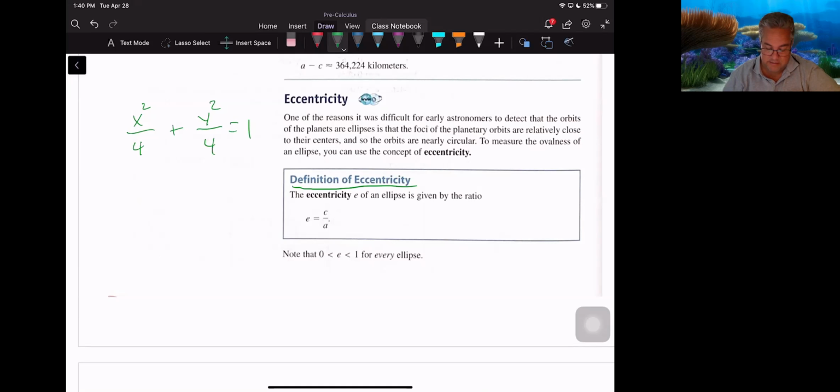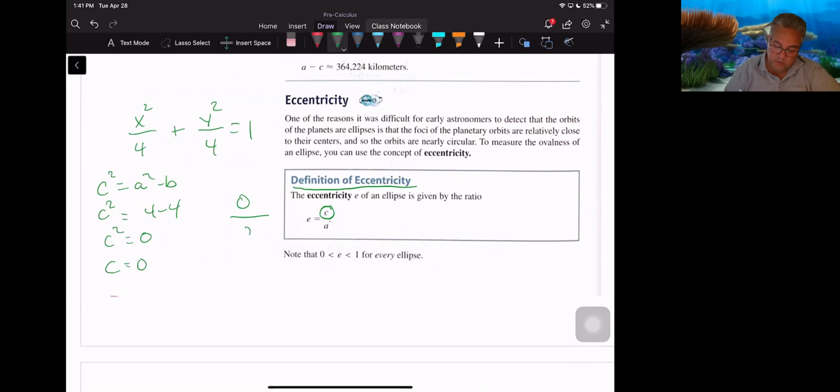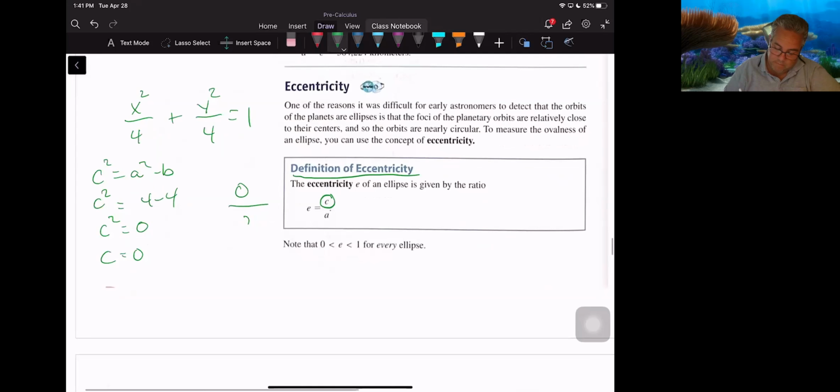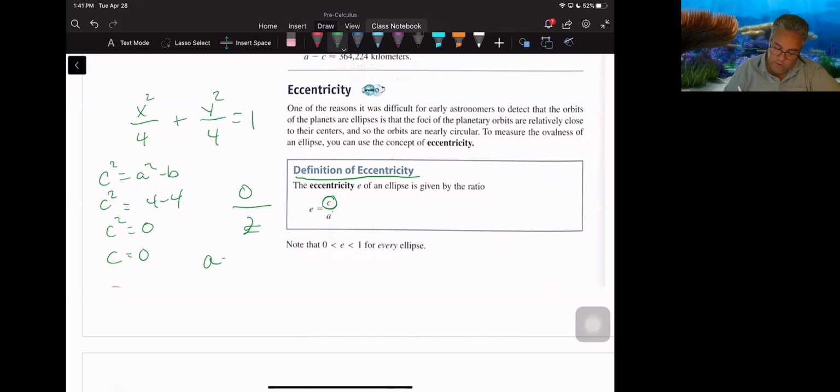So we know this is a circle. Basically a circle is an ellipse, but we say a circle is an ellipse with no eccentricity. Okay, so we'll see how that plays out. You're going to have to find the c. Now remember, c squared equals a squared minus b squared. Well, in this case, c squared equals 4 minus 4, which is 0, so c equals 0. So I'd get 0 over a. Well, which one's a? It doesn't matter, they're both the same value. So a in this case would be 2. So for a circle, there we go. Let me clean this up, sorry.